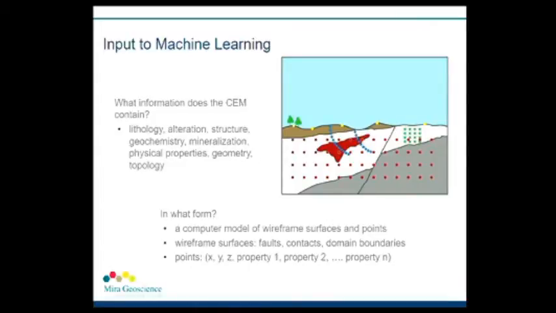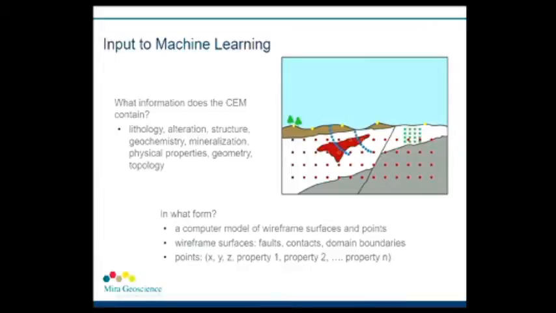The point is that we have wireframe surfaces in 3D and we have points in 3D, and that's what we have to work with. At the points we have properties, and we also have properties that we calculate from the model, like proximity to major structures. But at the very end of the day, what we have is what's written at the bottom of the screen: X, Y, Z, property 1, property 2, property N.